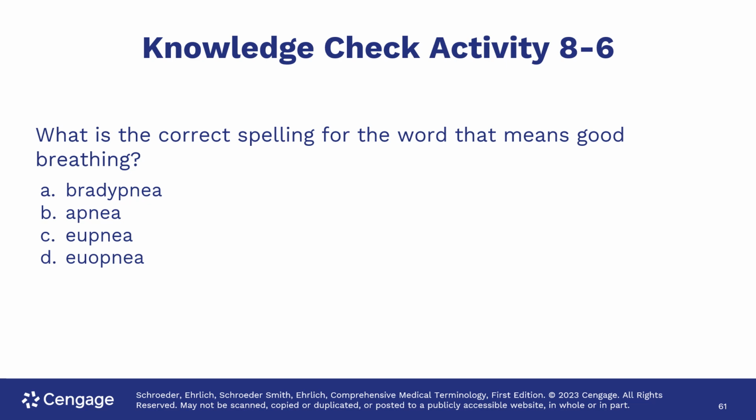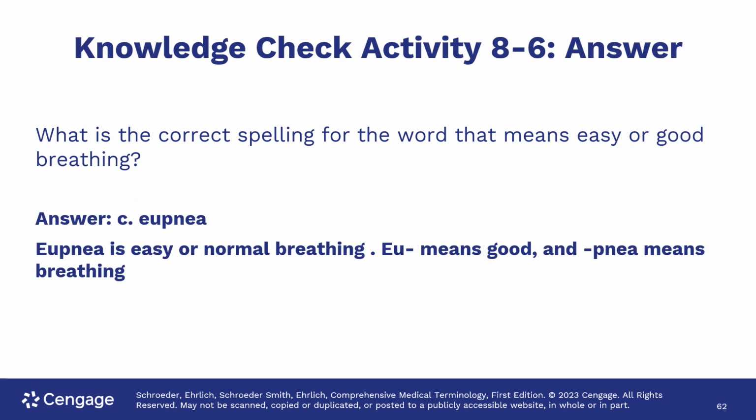How do you spell good breathing? What means good? Brady means slow. A means without. UO is not a thing. So what does that leave? Eupnea. U means normal. Good, so eupnea.